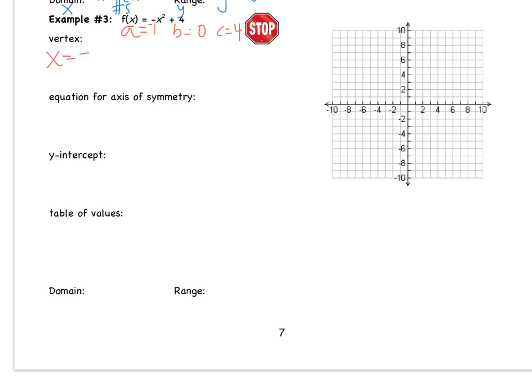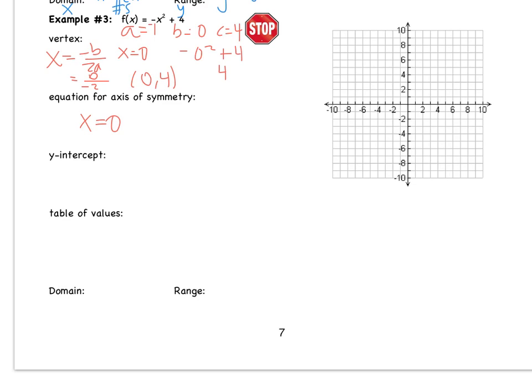Okay, so our vertex is negative b over 2a, which is 0 over negative 2. So our x is 0. Now we have to substitute that in to find y. So I get negative 0 squared plus 4, which is just 4. So your vertex should have been 0, 4. If you didn't get 0, 4, that would have messed up the rest of your graph. Axis of symmetry goes with the vertex, so that's just x equals 0.